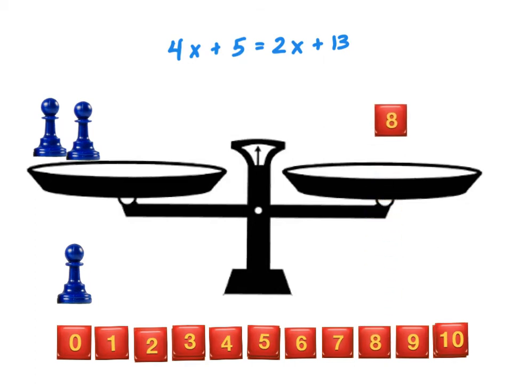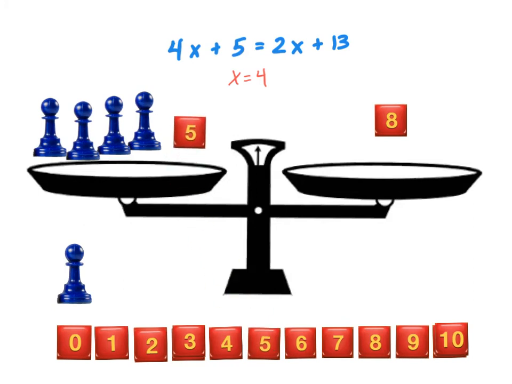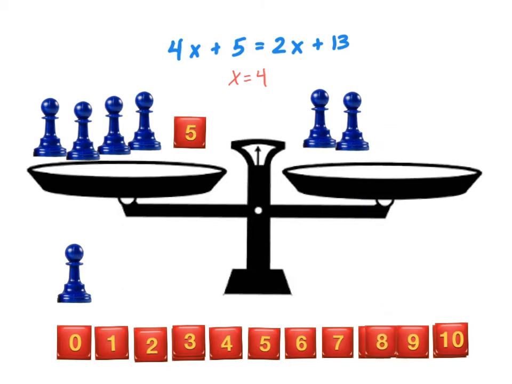Now we're left with 2 x's equals 8, so we're thinking 2 times what equals 8? 2 times 4 equals 8, so x equals 4. You'll then want to set up the equation to its original state to do your check. So we originally had 4 x's and a 5, and then 2 x's and a 13.